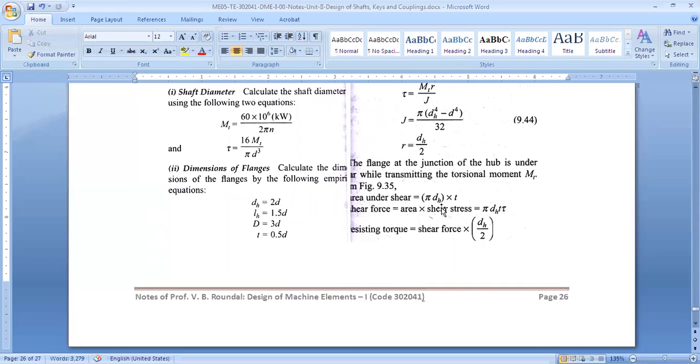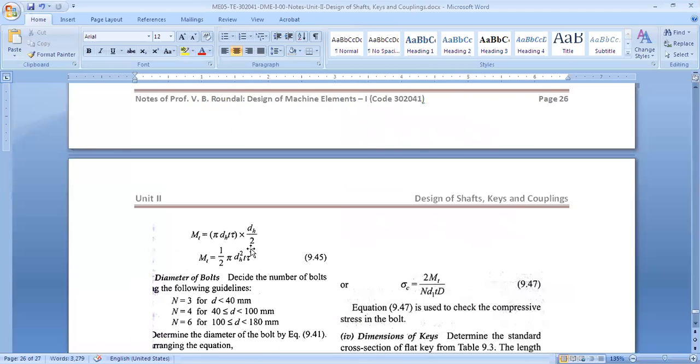So what is the shear force? Pi DH into t into tau, and the torque because of that will be pi DH t into tau multiplied by DH by 2. That is the radius of the outside part of the hub, or where the flange starts, right? So first we'll find out the shear area, then multiply by shear stress to find out shear force, multiply by radius to find out the shear torque, and compare that torque with our MT, that is the torque which we need to carry. So MT is equal to pi DH t tau into DH by 2.